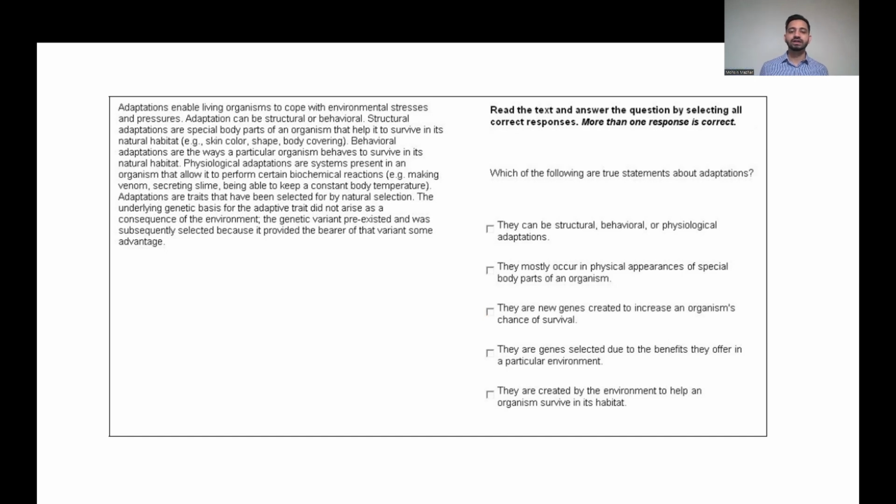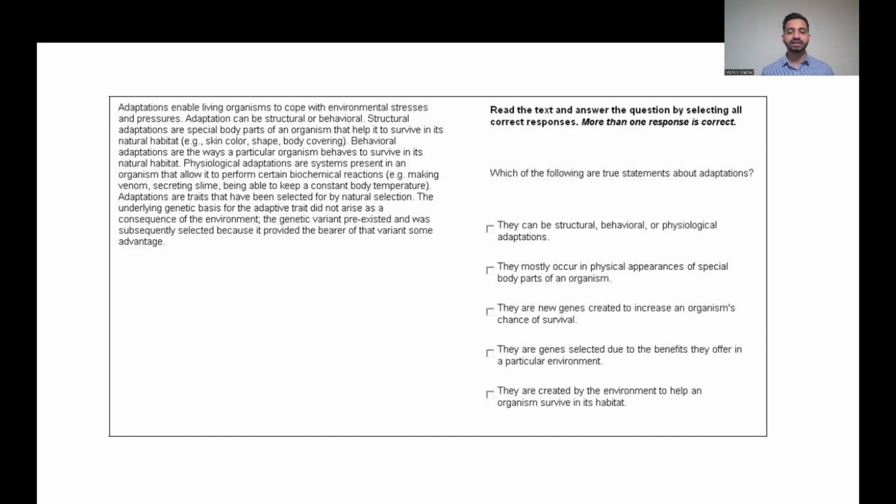Then we've got, adaptations mostly occur in physical appearances or special body parts of an organism. So we have to see if that's correct as well. The keywords here are physical appearance and organism. Special body parts can also be a keyword. They are new genes created to increase an organism's chance of survival. So are they new genes, or what are they really, to increase the organism's chance of survival?